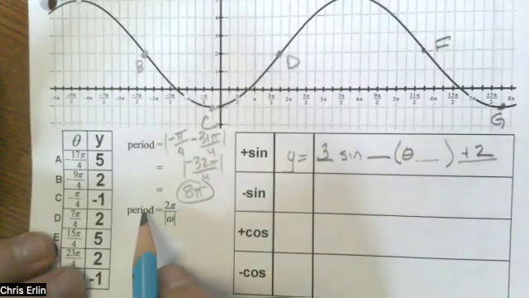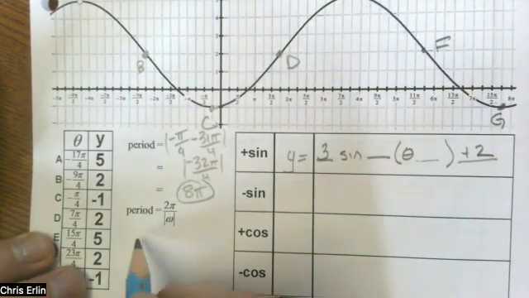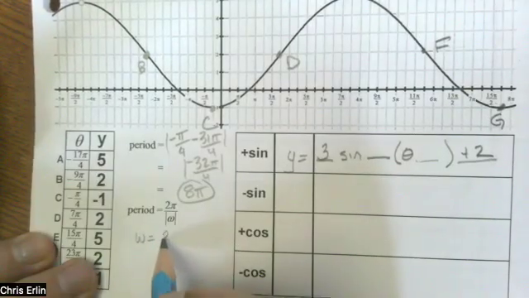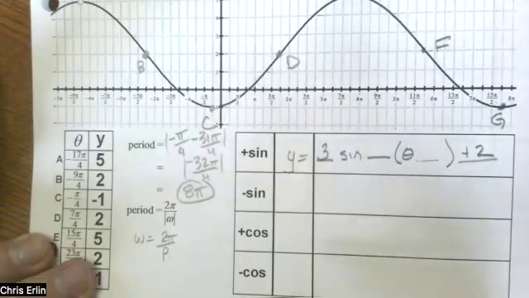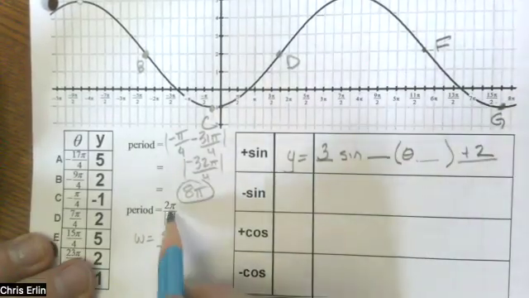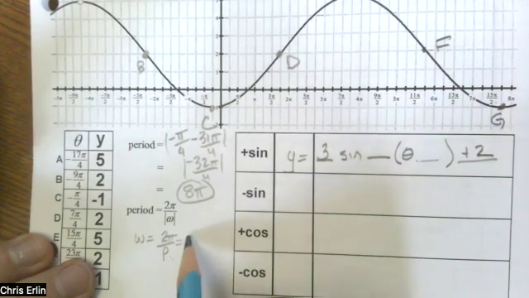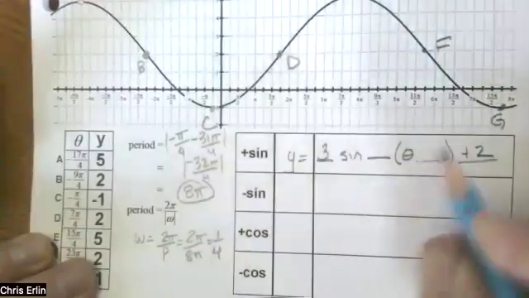Now, we also said that the period can be calculated as 2 pi divided by the omega, or the omega is 2 pi divided by the period. We want to find the omega so we can plug it into our equation. We found the period is 8 pi, so the omega is 2 pi divided by 8 pi, so 1/4.